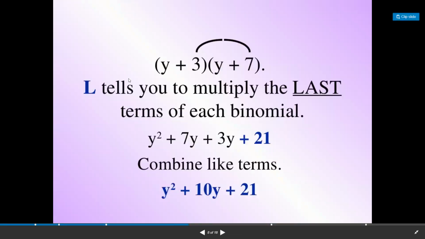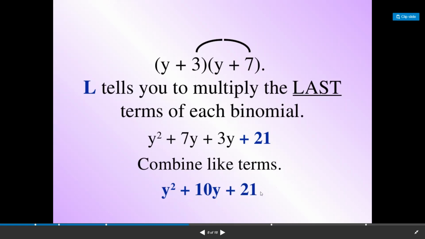L tells you to multiply the last terms of the binomials. Last term means here 3 and here 7. So 3 into 7 is 21. And when you combine all these, you'll get y squared, 7y plus 3y is 10y, and plus 21. So in this way, you finally get y squared plus 10y plus 21.